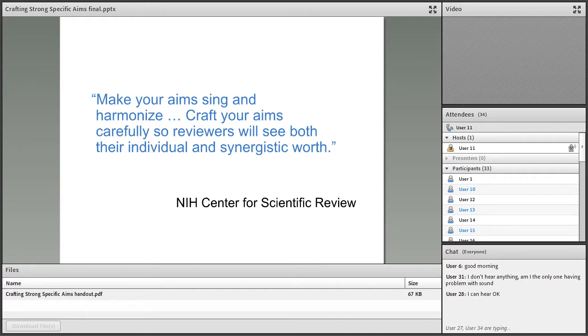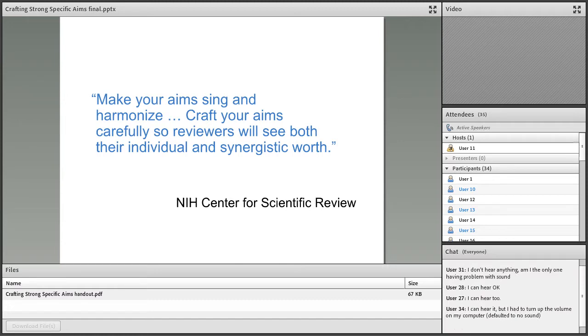Today I want to provide guidance for achieving this goal articulated by the NIH. Make your aims sing and harmonize. Craft your aims carefully so reviewers will see both their individual and synergistic worth. You want the grant reviewers to see that together the specific aims will lead to a significant scientific advance and that each aim individually has an important role in that work. So this has to do with how the aims are designed and how they are described.